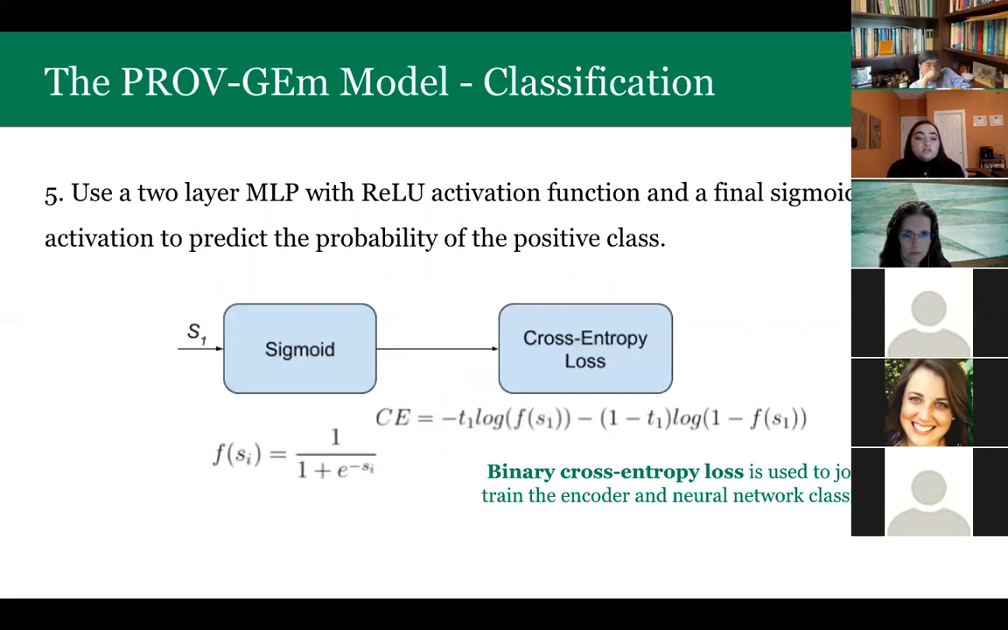Then for the classification, we use a 2-layer MLP with ReLU activation function and a final sigmoid activation to predict the probability of the attack class. And we use binary cross entropy loss to jointly train the encoder and the classifier.